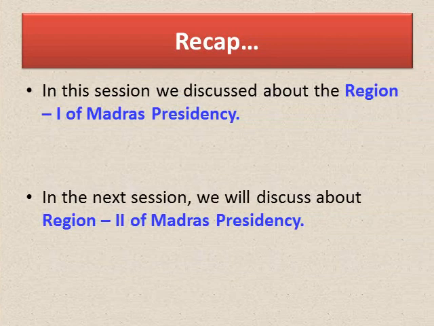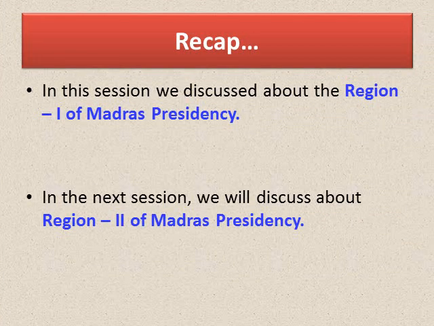Before winding up, let us have a recap of what we discussed in this session. We discussed about Region 1 of Madras Presidency. We learned that Chennai, Tiruvallur and Kanchipuram consisted the Madras district. The British bought the land from the Naik rulers in 1639 and they built Fort St. George and named the area as Madras Pattinam.